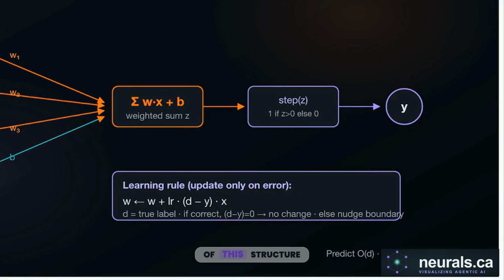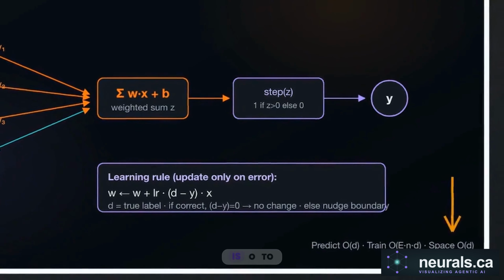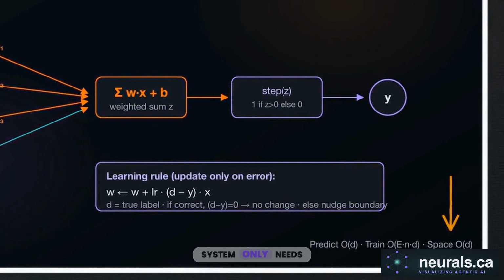Because of this structure, the space complexity is O of D. To deploy this, a system only needs enough memory to hold that tiny vector of weights and one bias number. The prediction time complexity is also O of D. When a new piece of data arrives, classifying it requires only a single, fast mathematical operation known as a dot product. Training cycles are equally efficient, sitting at O of E times N times D. The training time scales strictly linearly across the number of passes, the number of examples, and the number of features.